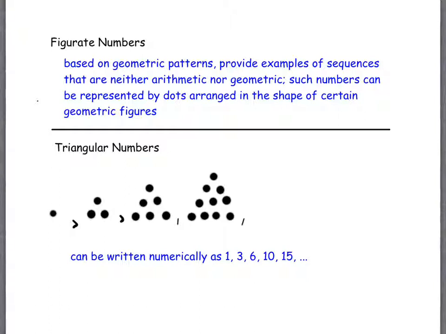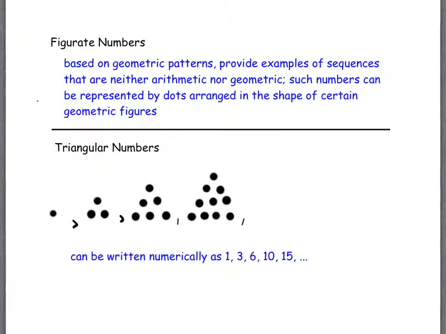Such numbers can be represented by dots arranged in the shape of certain geometric figures. So these are triangular numbers. This is the picture that goes along with it. You can see what's going on here, right? If I asked you to draw the next picture, what would it look like? What would the fourth one in this sequence look like? Can you describe it for me?